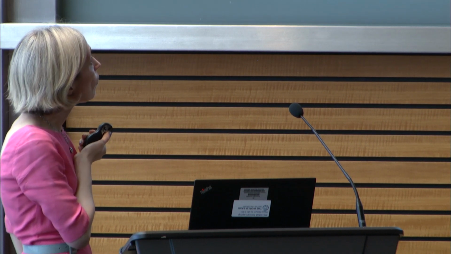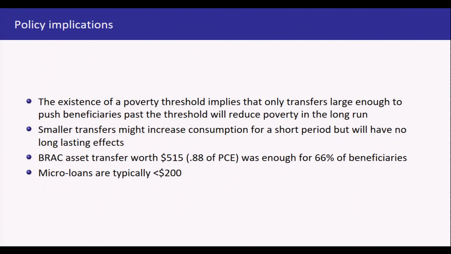So what do we learn for policy? Well, now, if there is a poverty threshold, there is good news and bad news. The bad news is that small transfers are going to be useful to make sure that people have enough to eat, but they're not going to be useful at all in making sure that people's lives are transformed. If you're a poor wage laborer and somebody gives you a small transfer of the size of a microloan, that can allow you to eat more for a bit, but you won't be able to invest enough to escape the poverty trap. That's the bad news.